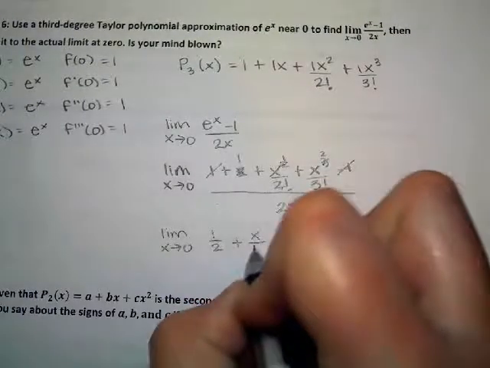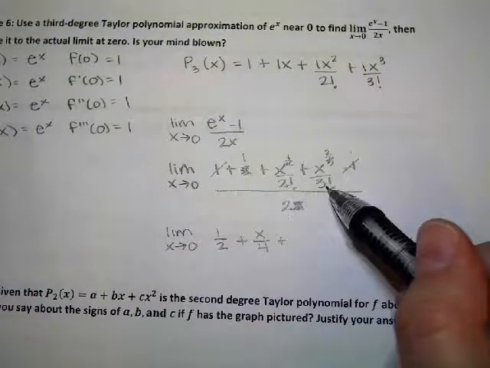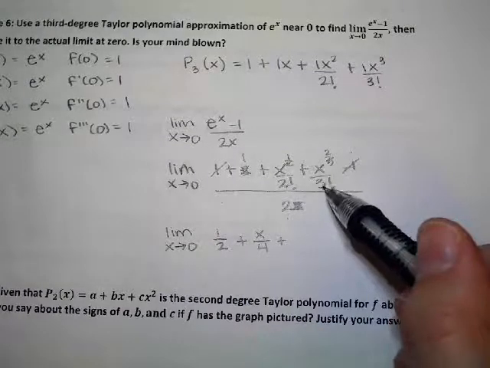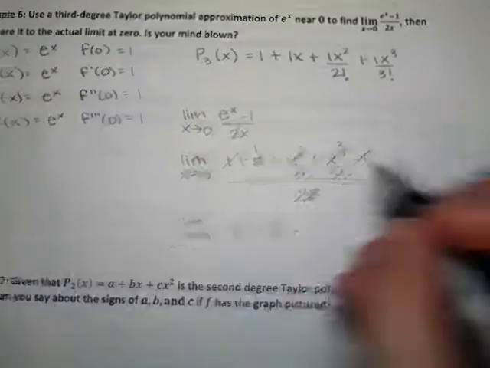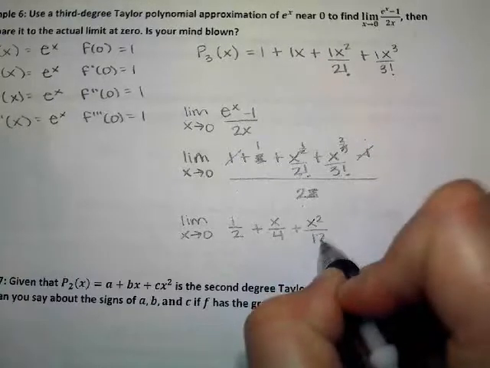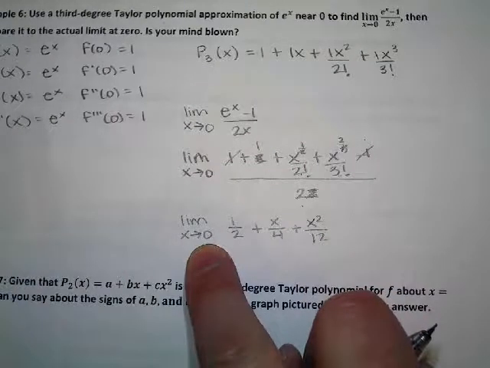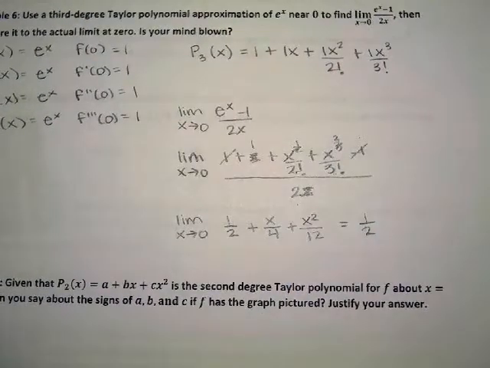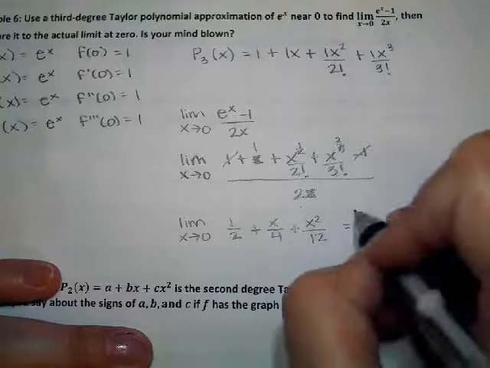Okay. And then we have x squared over 3 factorial, 6. So we've got 6 on the bottom of a fraction and 2 on the bottom of a fraction, 12, okay? So x squared over 12. Okay, so that's all simplified. And now if we think about doing direct substitution, what do we get? 1/2. Okay. So we just used Taylor polynomial approximation to evaluate this limit, and we got 1/2.